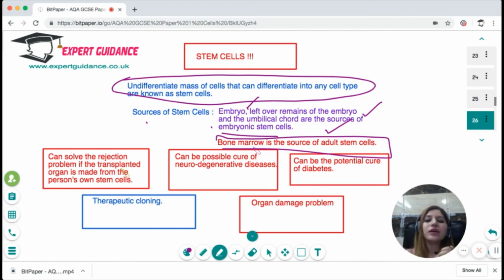If the beta cells of the pancreas get regenerated, it can help in therapeutic cloning. In therapeutic cloning, we take the adult stem cells and make the embryonic stem cells, and then the embryonic stem cells are specialized to make the desired organ. And it can also solve the organ damage problem. So stem cells are a very good promise, a very good potential medicine revolution for the future.